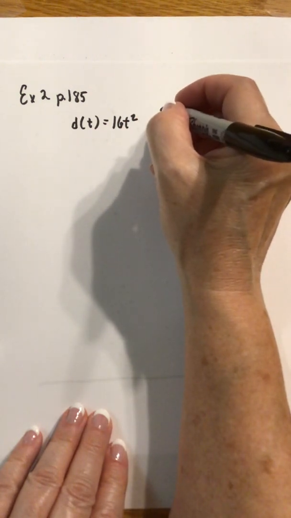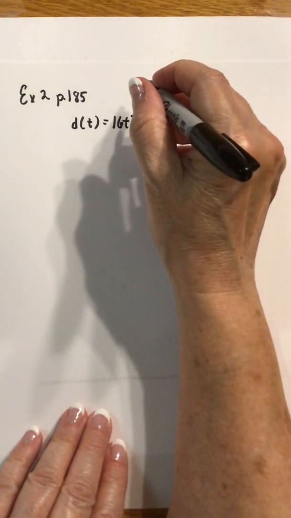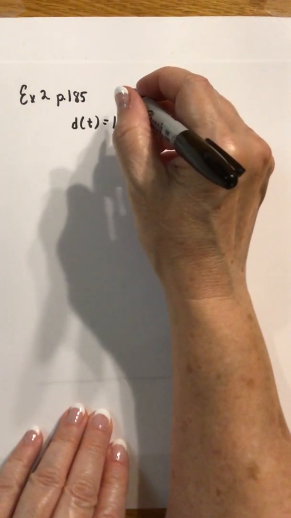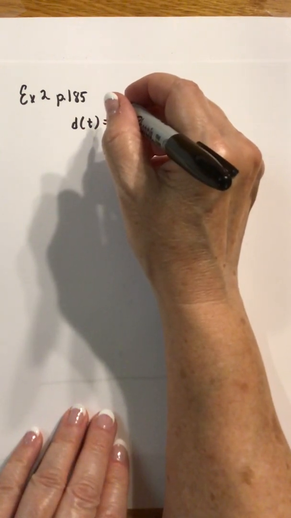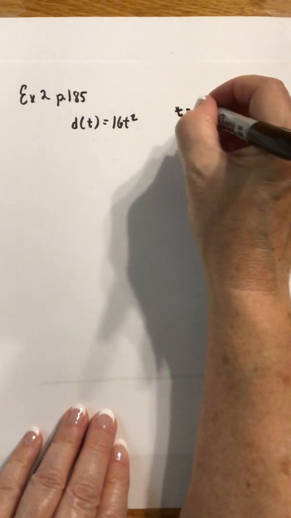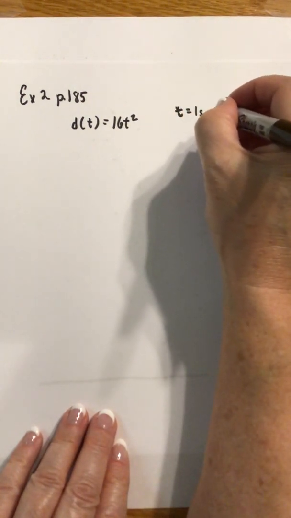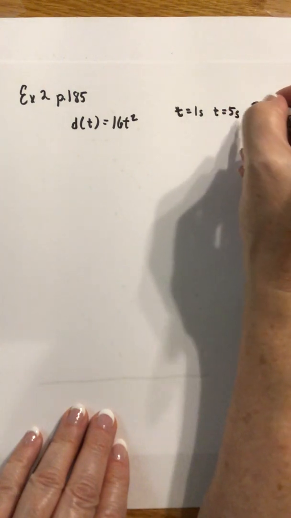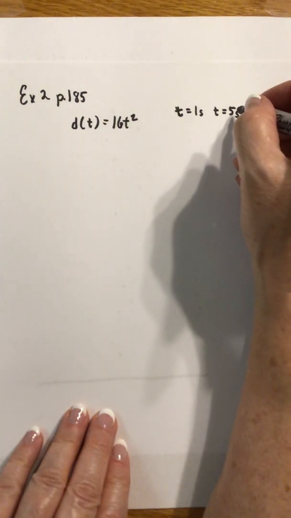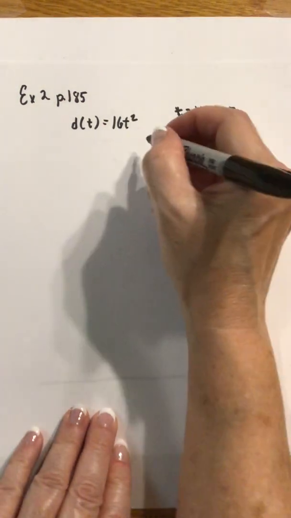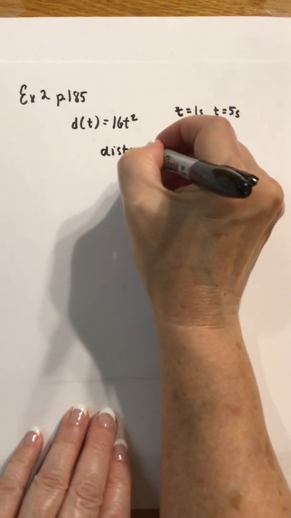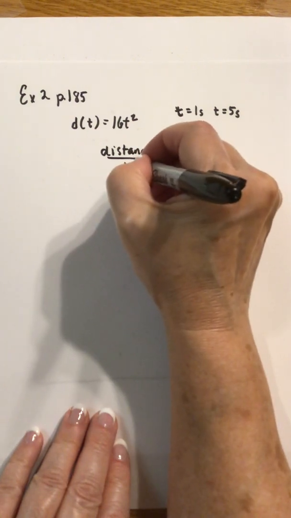It says find the average speed or the average rate of change. So we're looking for the average rate of change between 1 second and 5 seconds. So t in this case is 1 second, and t is 5 seconds. Okay? Now, what do we have to do with the 1 and the 5? We have to plug them in, but first thing we're going to do is write it out. So the distance over time.